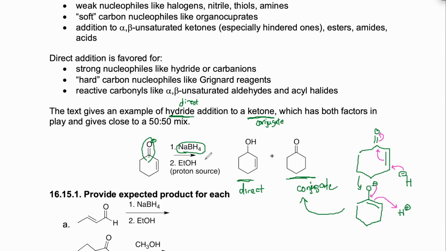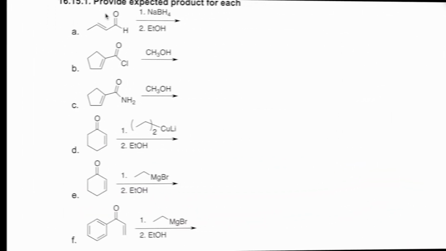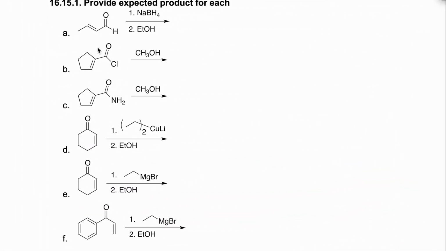But again, this is a mix of those two products because we get some direct and some conjugate addition for that particular reaction. I think these ones down below might be a little bit more in favor of one or the other product. Let's see if we can try those. So we have to be able to predict whether it's going to do a direct addition or a conjugate addition and also be able to draw the correct product after we've made that decision.